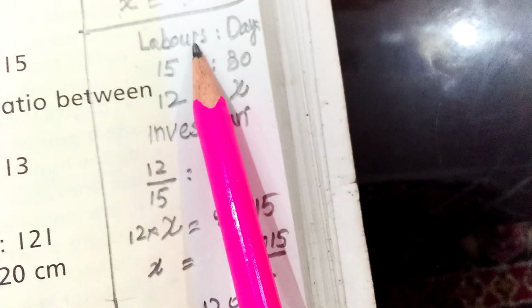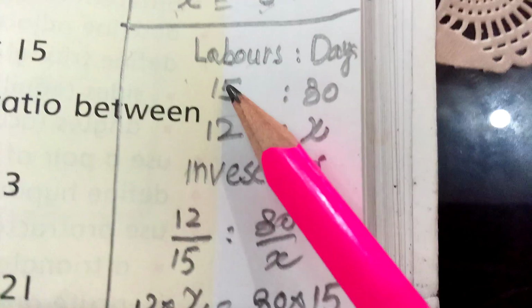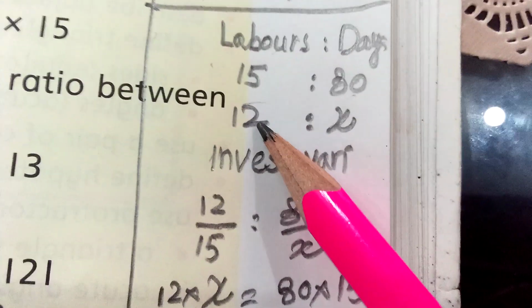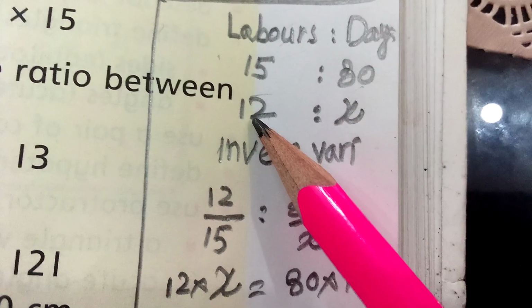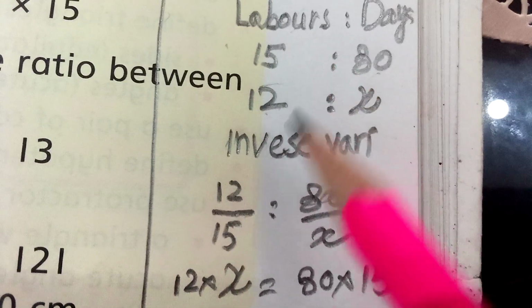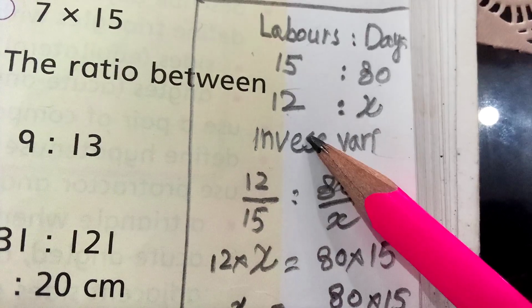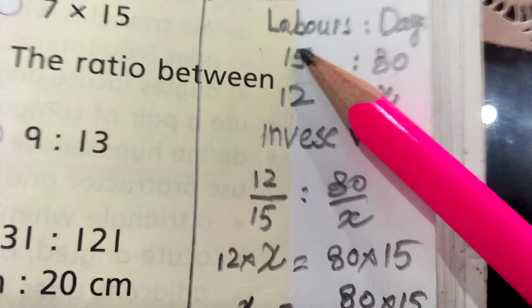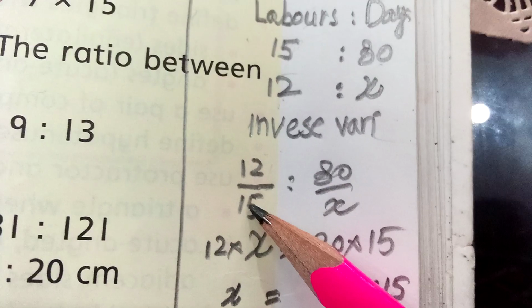Laborers and days. 15 laborers took 80 days to build a wall, and how many days will 12 laborers take to complete the wall? Now it is the inverse variation, as I explained earlier. Because it is inverse variation, when we write this in fraction form, instead of writing 15 upon 12, we will write 12 upon 15, because it's the inverse variation.